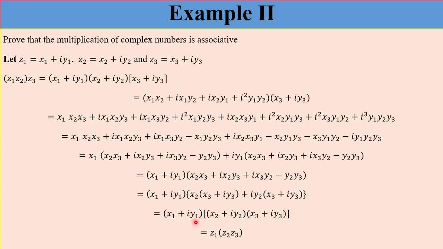And x1 plus iy1 represents z1, so we shall substitute there z1. x2 plus iy2 represents z2, so we shall substitute there z2. Then finally x3 plus iy3 represents z3, so we shall substitute z3. So we shall finally have z1 into z2 z3, and this is a proof that the complex numbers are associative.